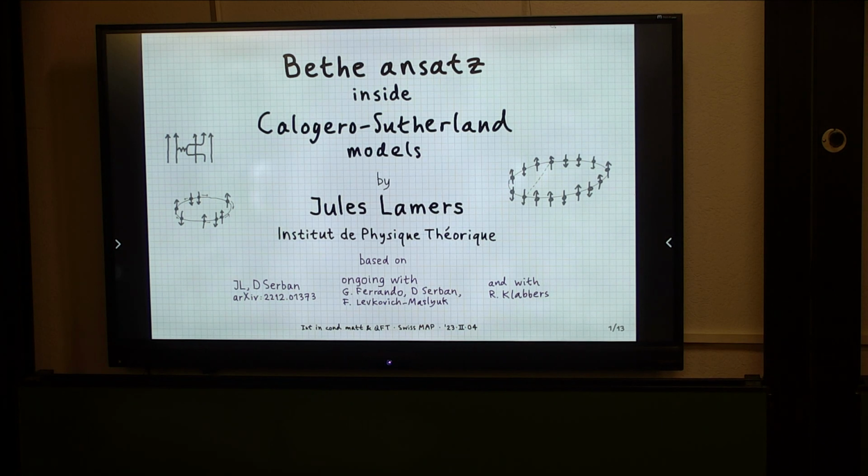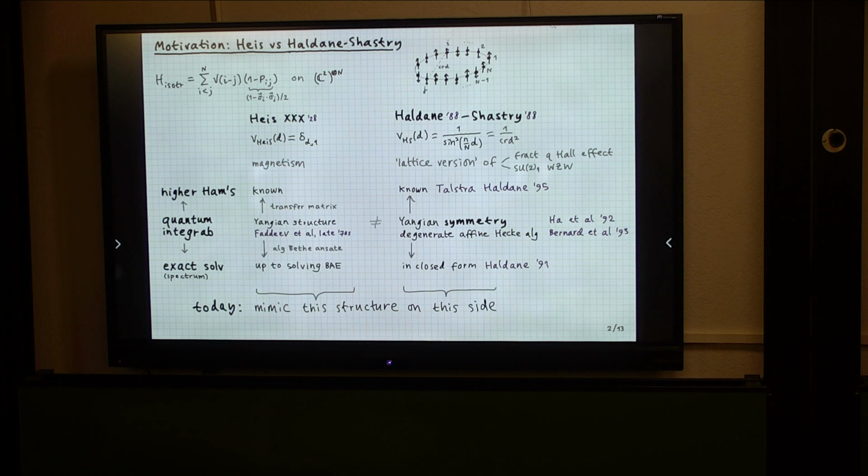Didina, and Gwenael, and also at the end I might say something vaguely related that is joint work with Rob Clovers. So, okay, I want to start by motivating what I want to talk about by looking at a very well-known spin chain, which is the Heisenberg spin chain on the left, and a slightly less well-known, but still fairly well-known spin chain called the Haldane-Shastry model on the right.